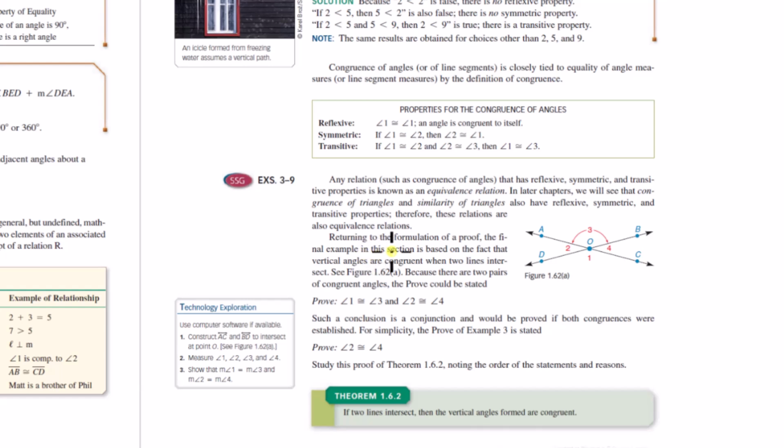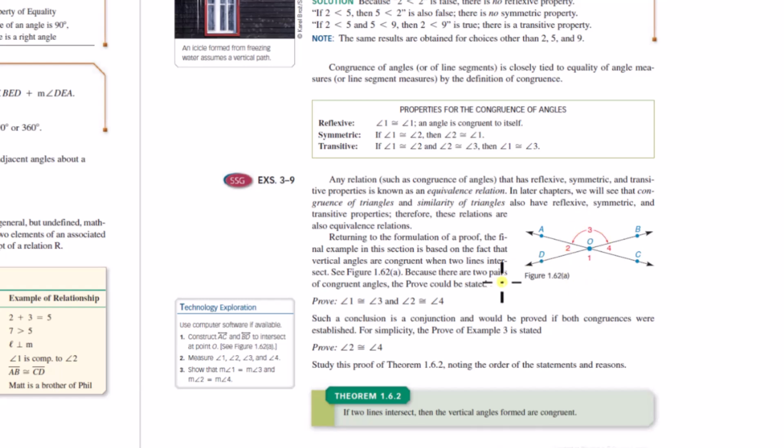Okay, returning to the formulation of a proof, the final example in this section is based on the fact that vertical angles are congruent when two lines intersect. See figure 1.62a. Because there are two pairs of congruent angles, the proof could be stated. So, we stated that vertical angles are congruent.